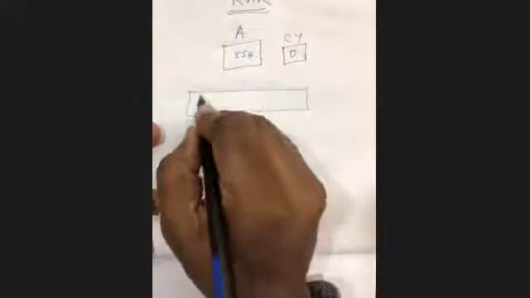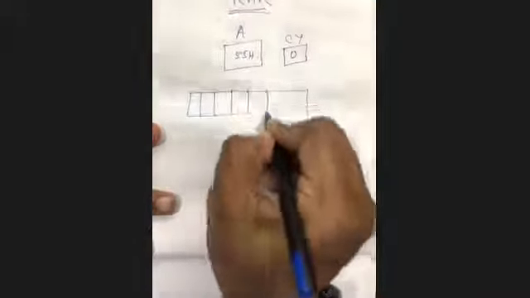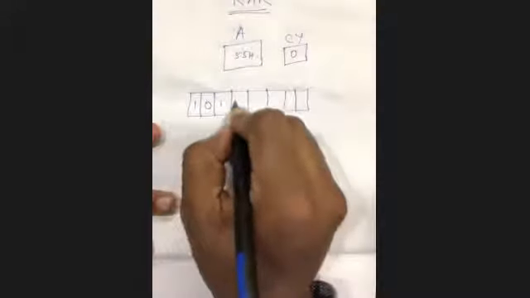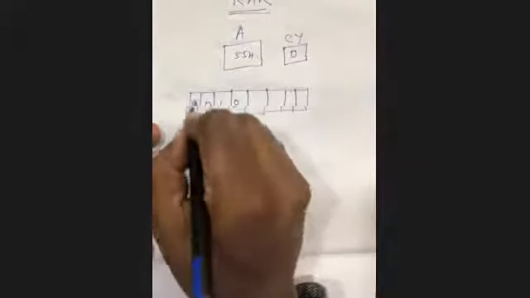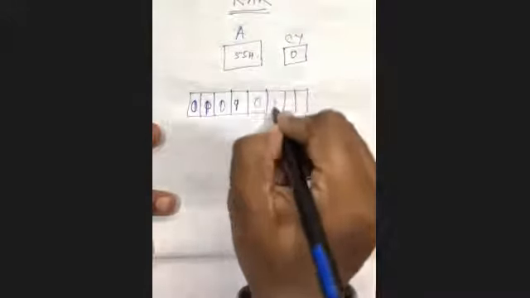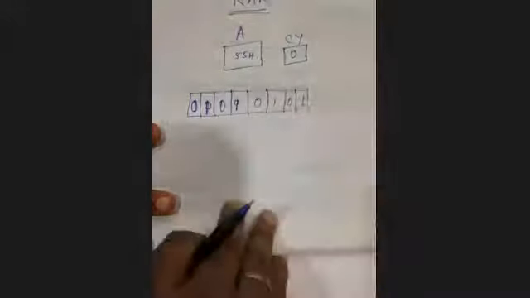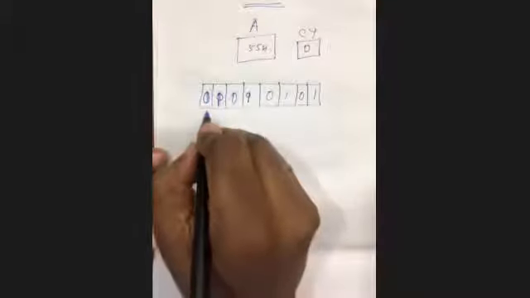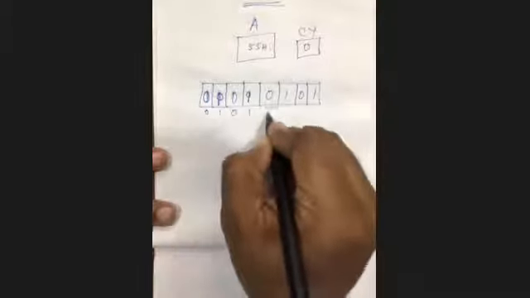So 55H, if you are converting it into binary, you will get 0 1 0 1 0 1 0 1. 5 means 0 1 0 1, so 55H is 0 1 0 1 0 1 0 1, right? Yes, sir. Full form of RAR: rotate accumulator right.